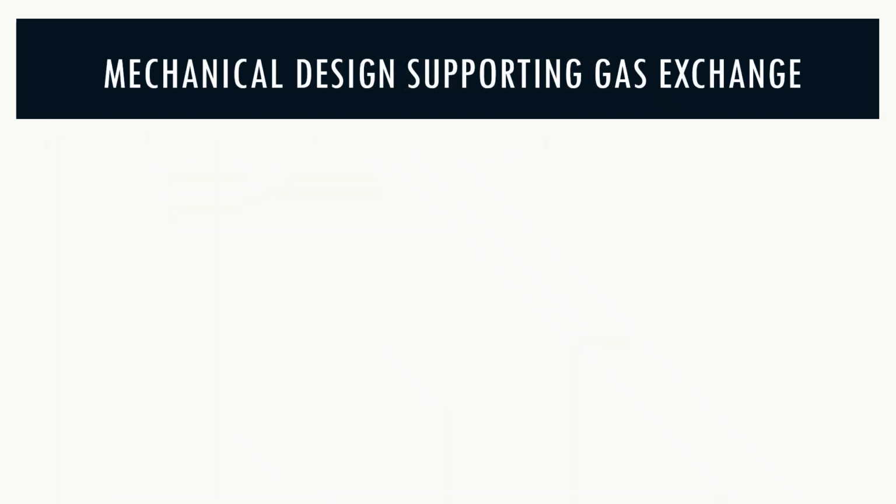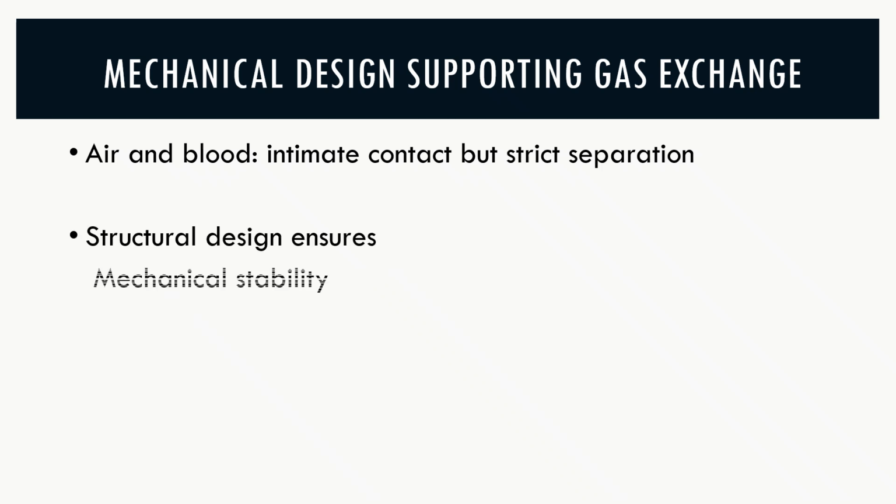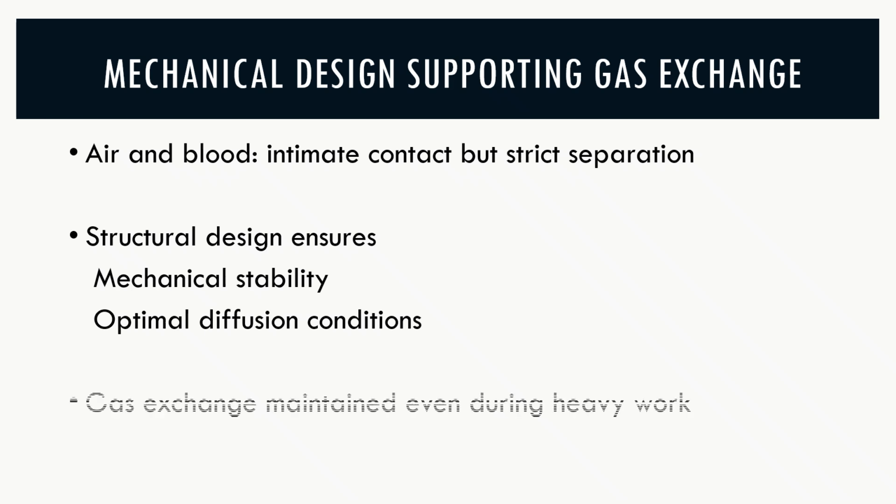Mechanical design supporting gas exchange. In the lung, air and blood are brought to extremely intimate contact, but they remain strictly separated. The structural design of lung ensures mechanical stability while simultaneously providing optimal conditions for diffusion. Because of this design, effective gas exchange can be maintained even during periods of heavy physical work.